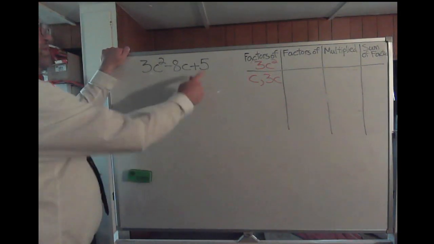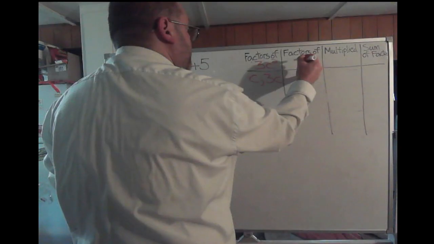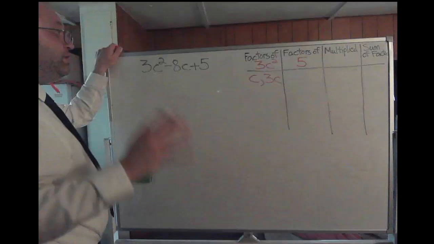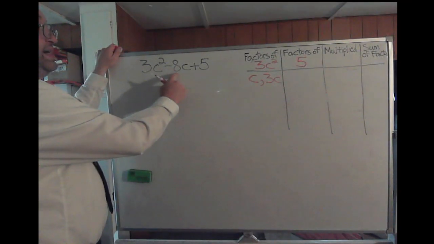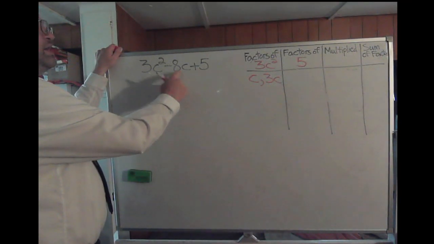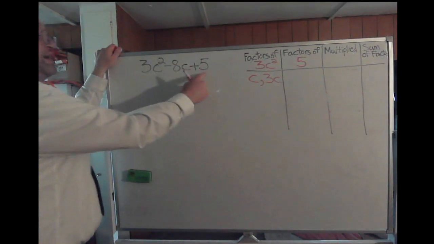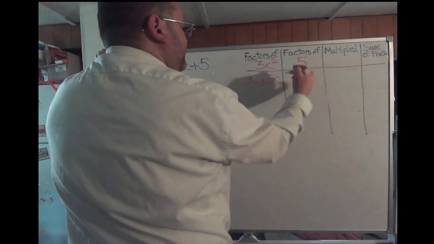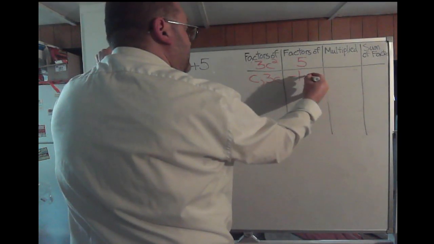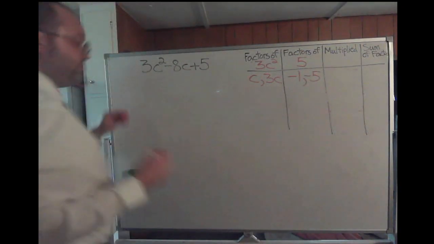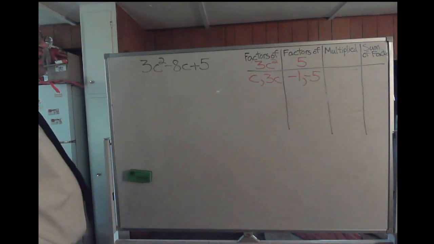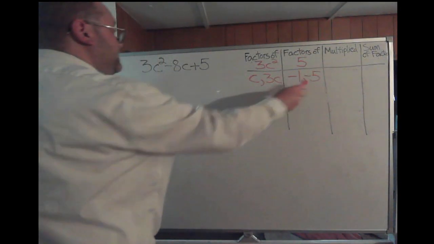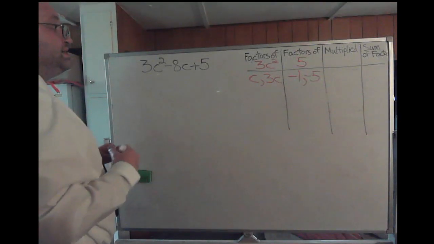Now, we would find factors of 5. We are totally going to find factors of 5. However, notice your middle term is negative. If your middle term is negative, you need to find negative factors that make your constant. So factors of 5 that are negative, you would get -1 and -5. Because if you take -1 times -5, you get +5 for your constant.